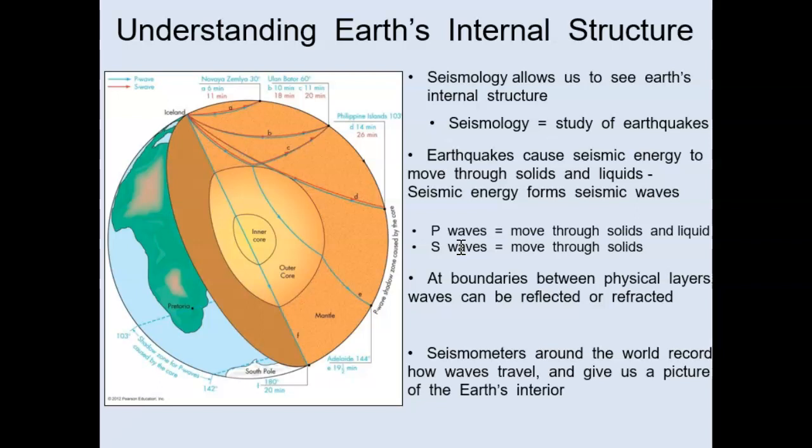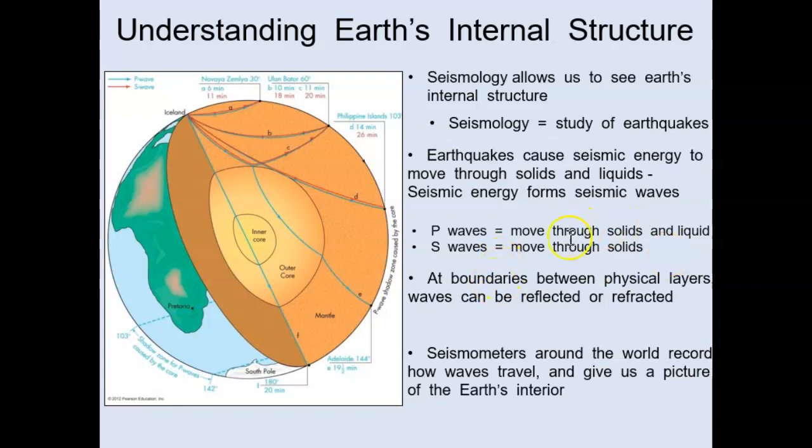And it only allows them to travel through solids. It won't allow for liquid or through gas travel. So secondary waves travel about 1.7 times slower than primary waves through the same solid material.